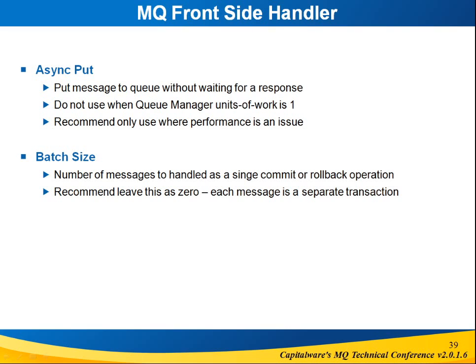Next we have batch size, which says if we do have the units of work set to 1, which means we have syncpoint turned on, how many messages are we going to read from the queue under a single syncpoint before we do a commit or a rollback operation? We recommend you leave that as 0, which means that every message is a separate transaction. You could set it to 1 if you wanted to, which has the same effect, but please don't set it to anything greater than 1. That will cause a lot of problems. It's not recommended. It's a lot quicker and more efficient to just simply leave it at 0.